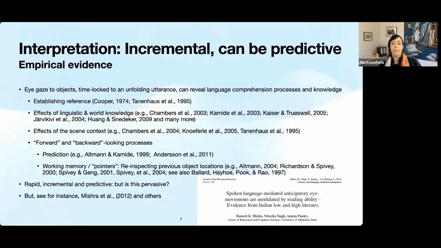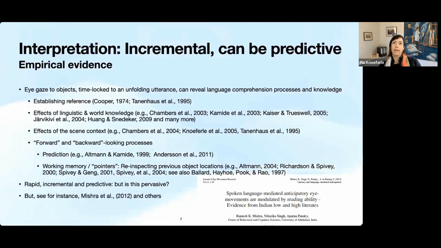All right, so since then, there's been a myriad of studies and results looking at language processing using this now called visual world paradigm in one way or another. We know that people very rapidly establish reference, so they look at things as they're mentioned. We also know that other linguistic and world knowledge can direct eye movements to things, and we're sort of relying on this rapid link between what people hear and where they direct their attention to examine the time course of language processing. We also know that different scene contexts have a clear effect, and we can use the paradigm to look at forward-looking processes. What do people expect to be mentioned next? Which often is called prediction, but also tapping into working memory and sort of re-inspecting previous object locations.